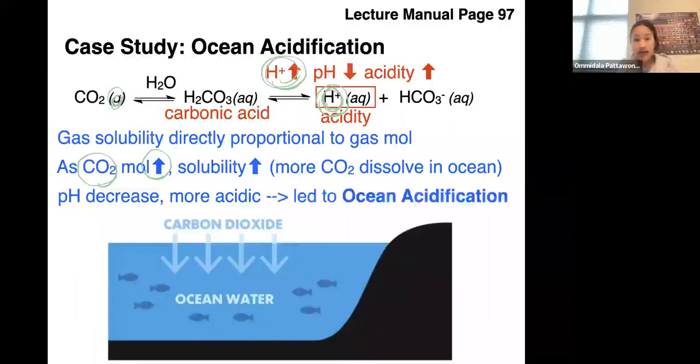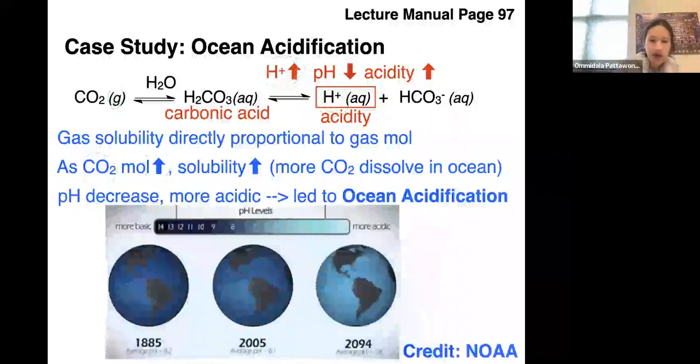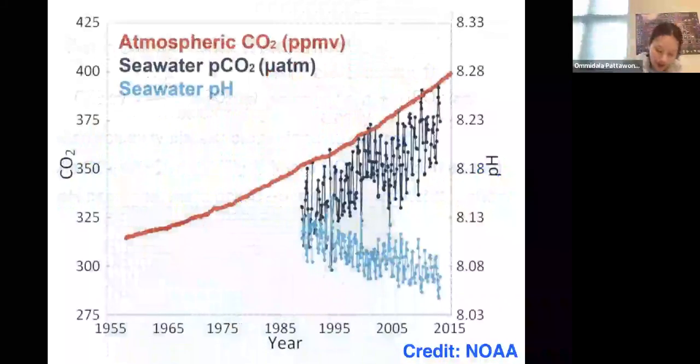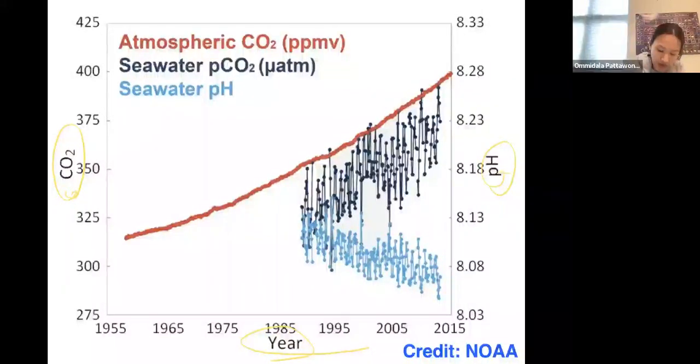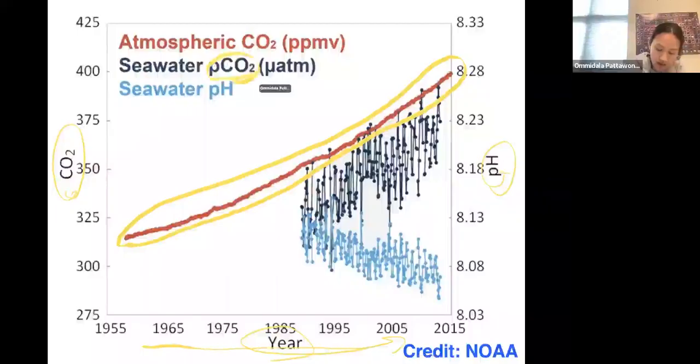This is going to lead to ocean acidification, and we are going to observe the pH level of the ocean decrease. Here's a graph that contains the number of years, the amount of carbon dioxide, and also the pH. The red one tells us about atmospheric carbon dioxide. It keeps increasing over the years, and you would expect the amount of carbon dioxide in the water to also go up. If you compare that with the pH of water, you see that it's decreasing.